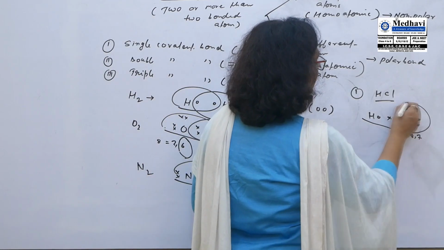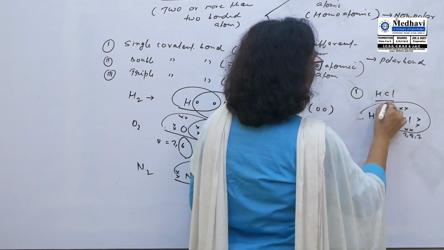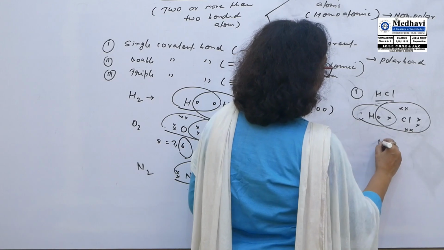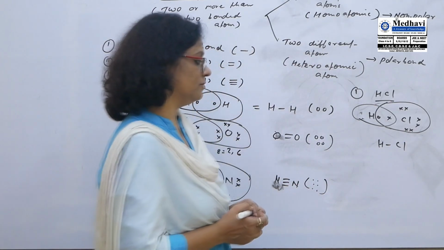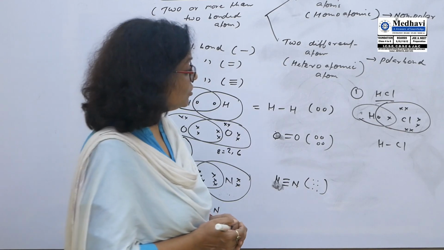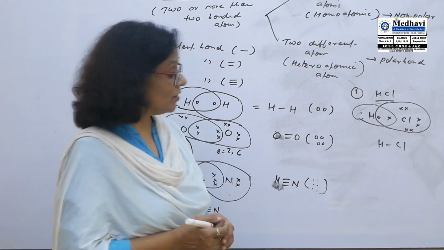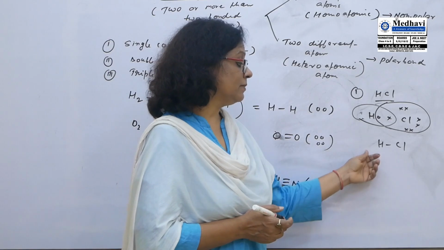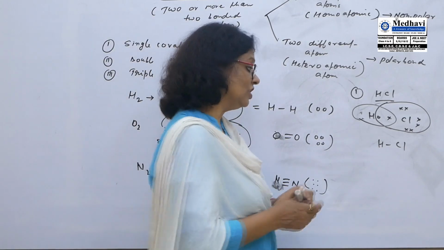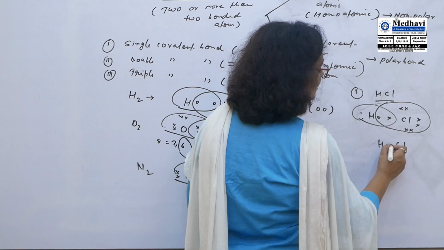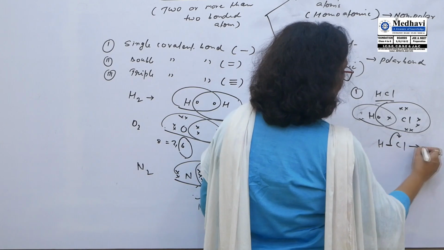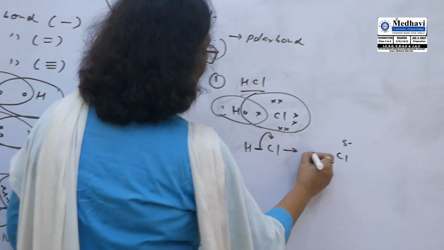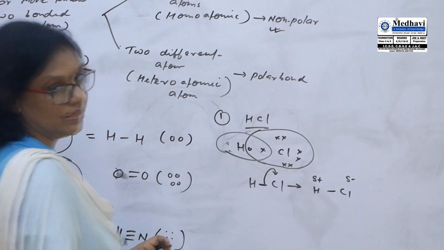And this bond develops between them. The octet of Cl has been completed and the duplet of hydrogen has been completed. So we can say that a single covalent bond forms between H and Cl. The question is why it is called a polar bond. Because chlorine is a highly electronegative element. The electronegativity difference between hydrogen and Cl is very large. So the bond shifts a little towards Cl, and due to this shifting, Cl will develop a partial negative charge, whereas H will develop a partial positive charge.